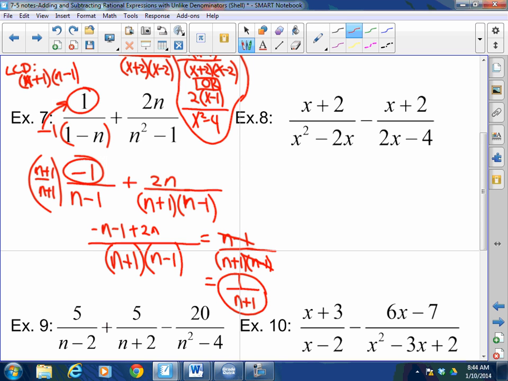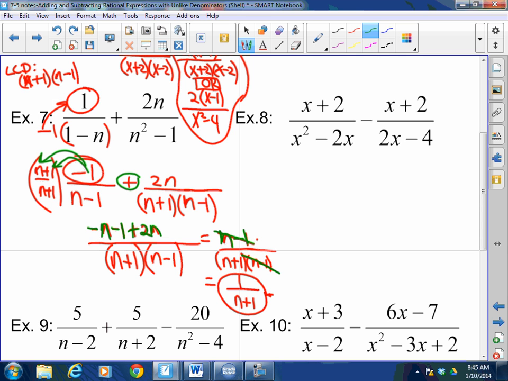Sir. Are you sure, my man? Okay. Yes, sir. Thank you. How do I get this final answer here? The one up here? Okay. Thank you, son. I distributed this negative, so negative times n is negative n. Distribute that negative. Negative times a 1 is negative 1 plus 2n. So negative n plus 2n is an n. And then I have a negative 1. And then I cancel that out with that n minus 1. No, thank you, son. I appreciate that.